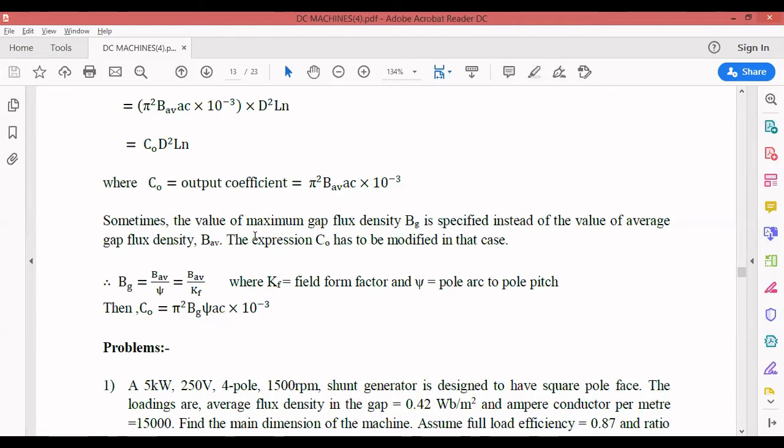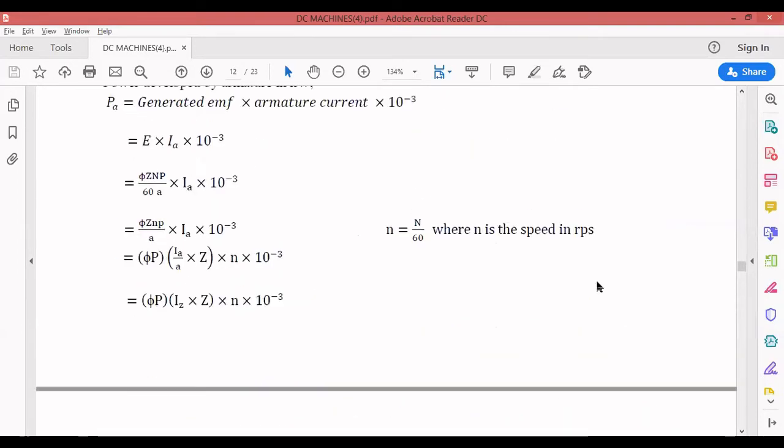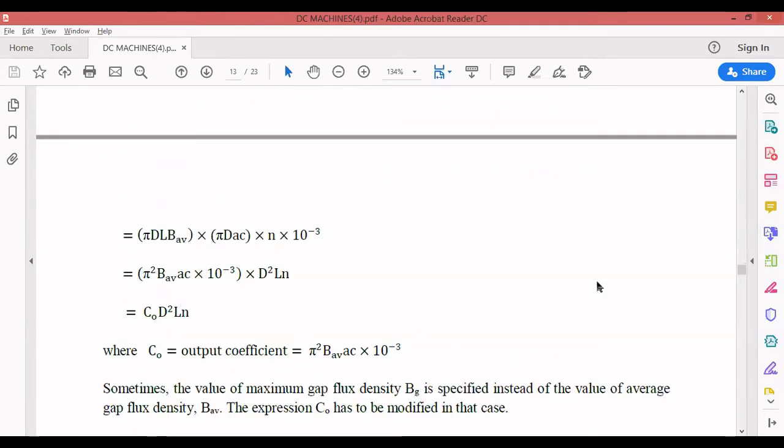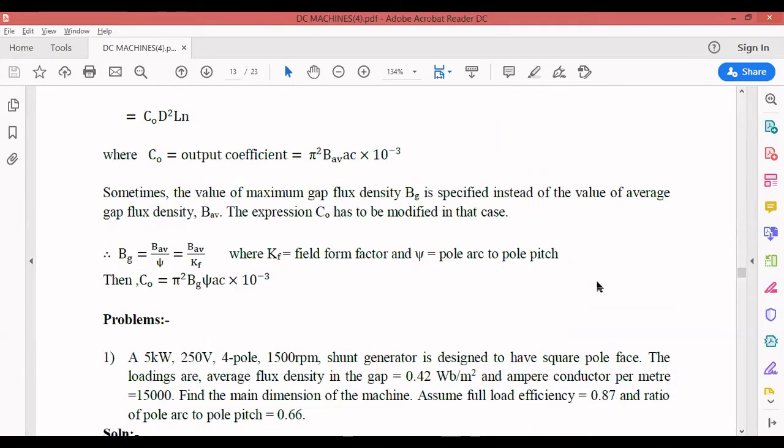This is your output equation of a DC machine. A simple one, not too long. It will be an easier one. Go through it. This is the output equation of a DC machine. So based on this output equation, let us solve some simple problems on D and L. Let us continue.